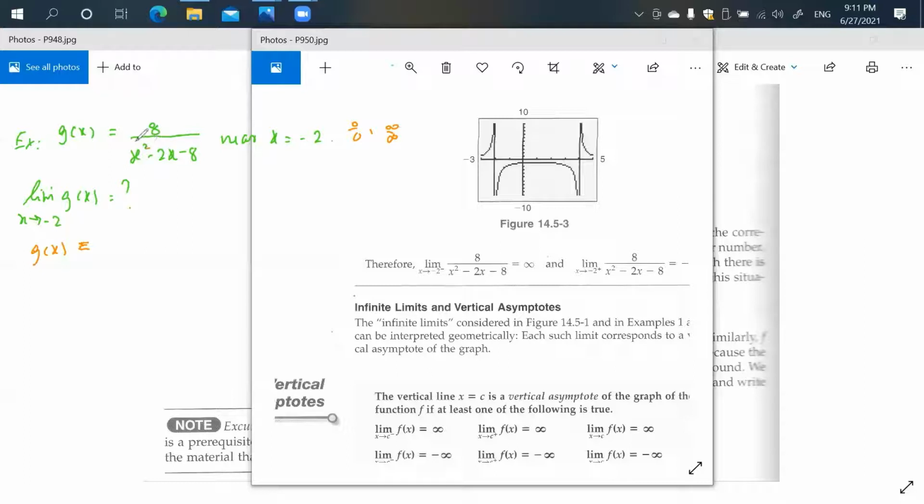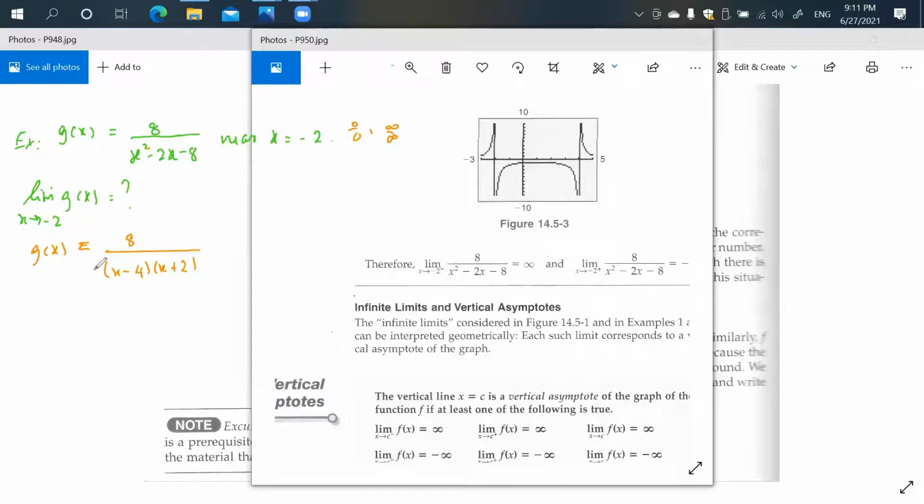Okay. So in this case, I want to factor first. Maybe we can do it. So I will factor it. Okay, can we factor it now? Try. So x minus 4 and x plus 2, right? So yes, we can factor it.